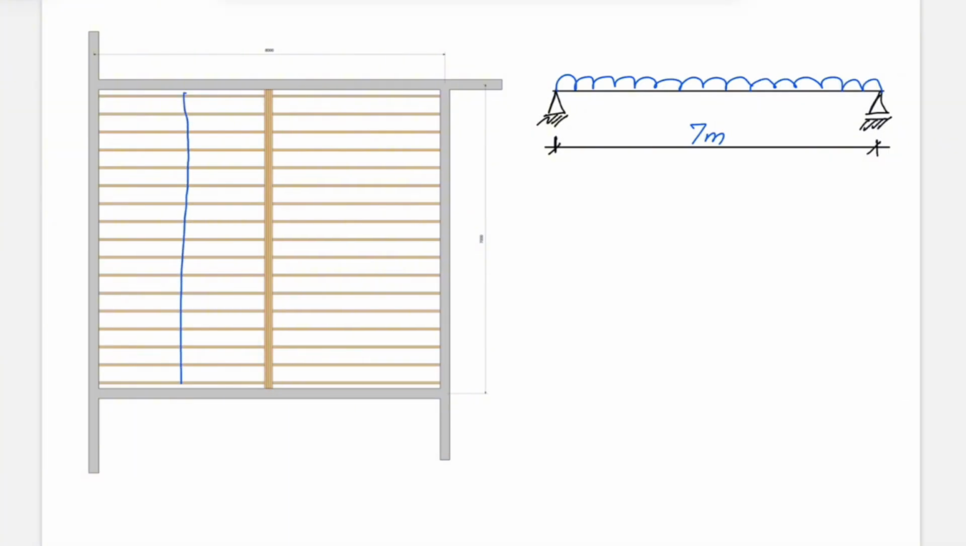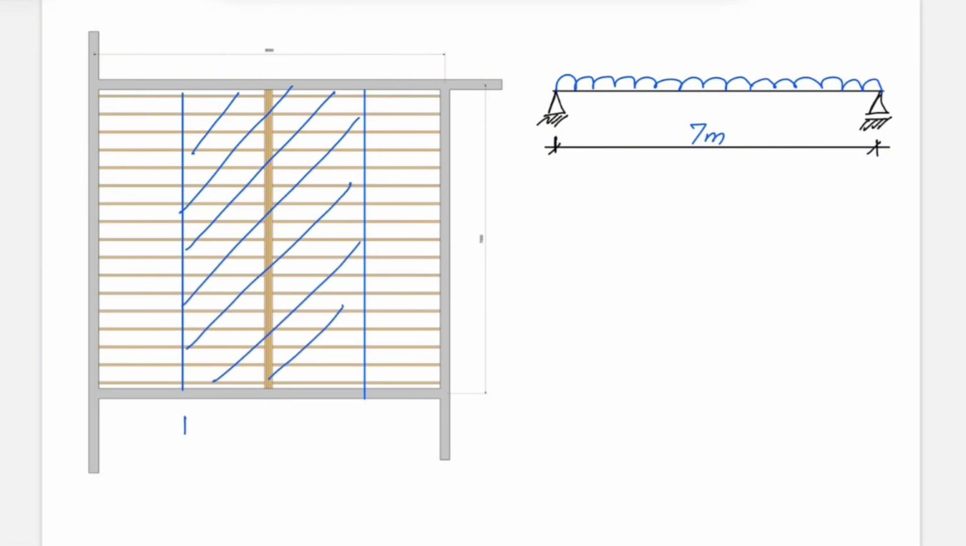The tributary area is from here to here, between these two lines. This is the tributary area, and the tributary width is 4 meters. For loads, we'll assume a typical residential floor: a dead load of 10 psf, pounds per square foot, and a live load of 40 psf.